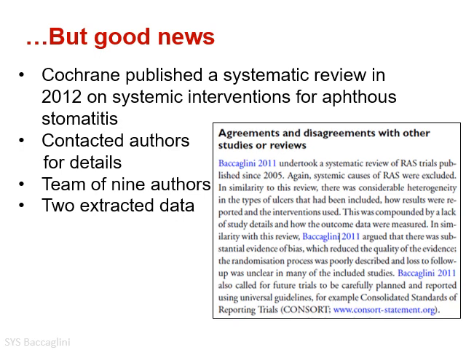Almost immediately after the study was published, there was a Cochrane systematic review that was published on systemic intervention for aphthostomatitis. The authors of the review contacted the authors for details. There was a team of 9 individuals, all focused on the systematic review, unlike the previous one. And there were different groups performing different activities, exactly like it should have been.